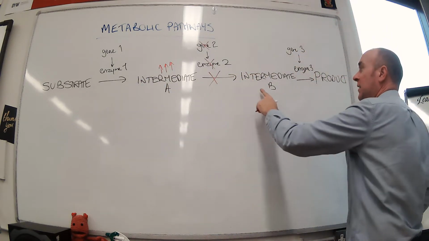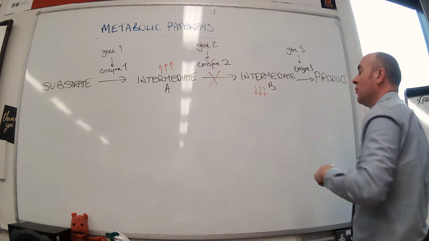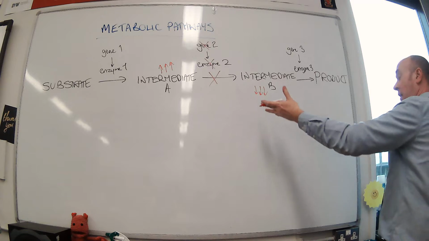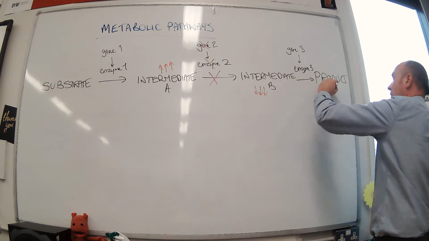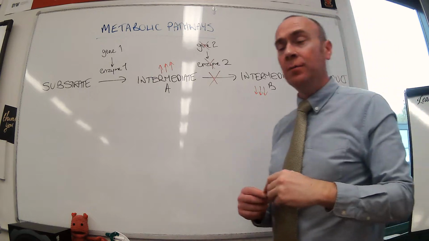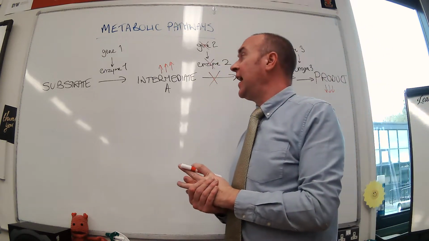Eventually, of course, intermediate B would run out because there's none being formed. So intermediate B would run out, and if there's no intermediate B for enzyme 3 to act on, there would be no product. So the whole pathway breaks down. Now the cell can do a couple of things in response to that.